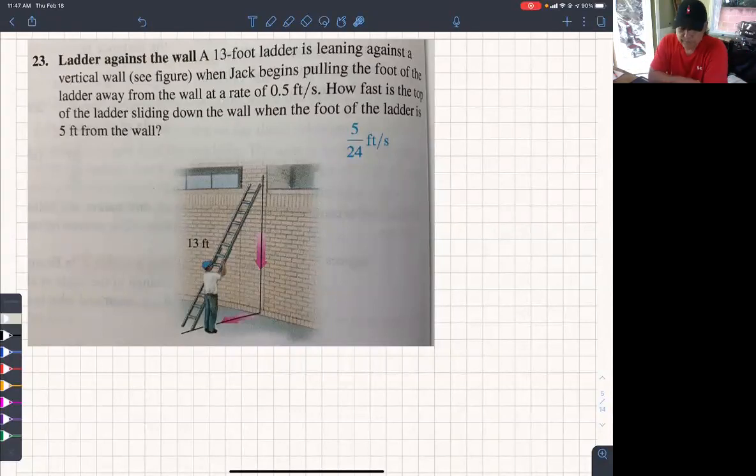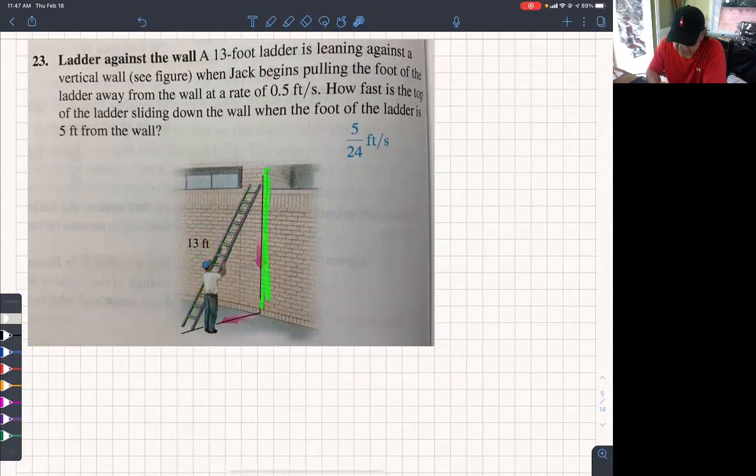This is 3.11 related rates, number 23. So you have a 13-foot ladder. They're nice, they labeled it 13 feet. So that's the length of that ladder, and it's leaning against the vertical wall.